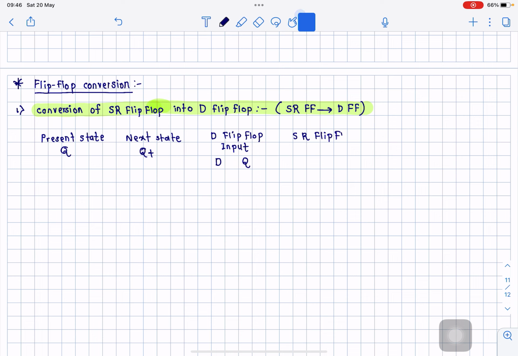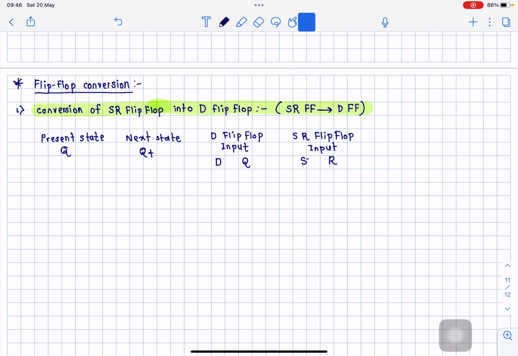This is a standard procedure to convert the given flip-flop from one format to another format. For the SR flip-flop we know that there are two inputs, right? These are S and R. So we are going to make a table like this.